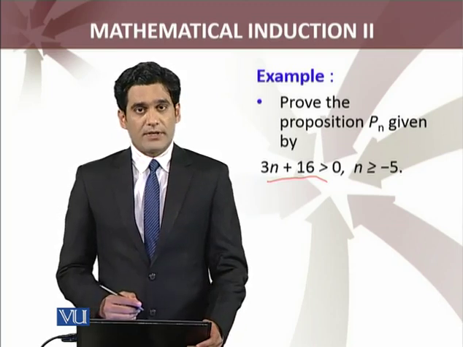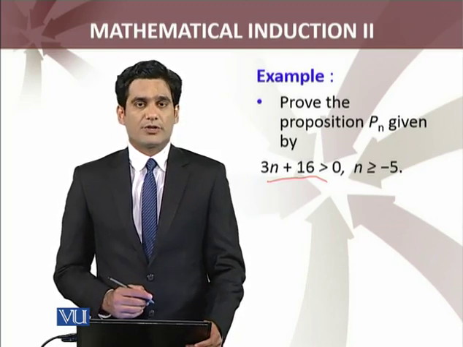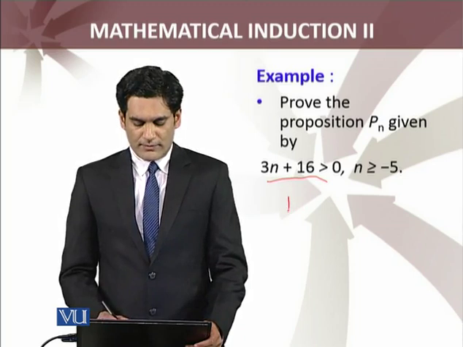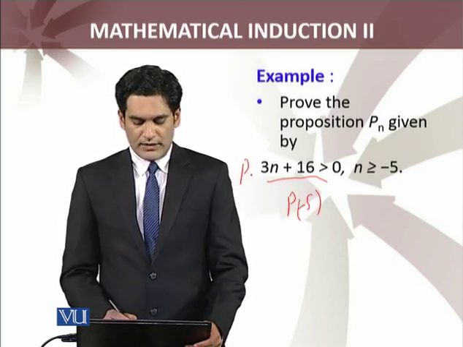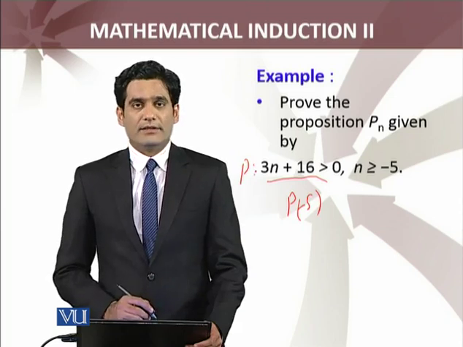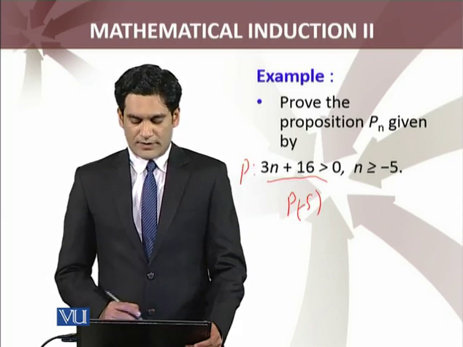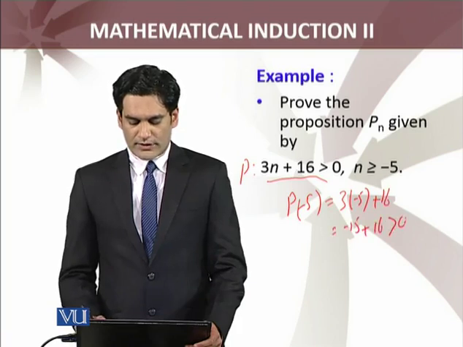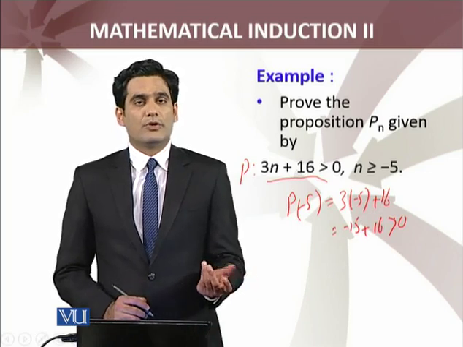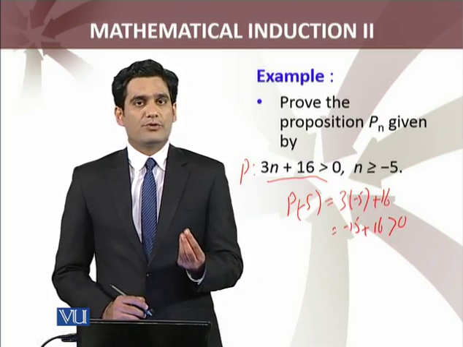So the first step is, according to principle of mathematical induction 2, I am going to check P of minus 5. This is the proposition for n greater than or equal to minus 5. So P of minus 5 becomes 3 into minus 5 plus 16. This is minus 15 plus 16, of course, greater than 0. 1 is greater than 0. So P of minus 5 is true.